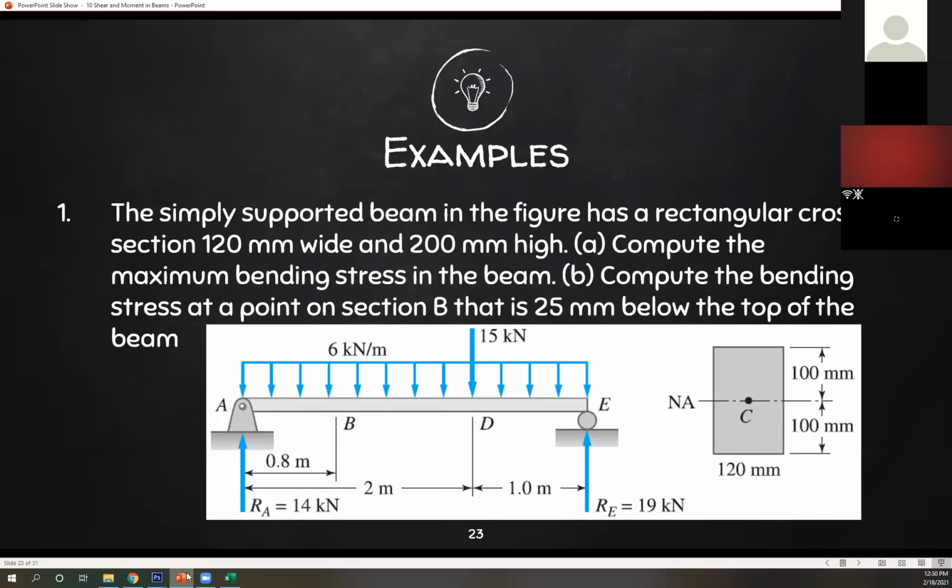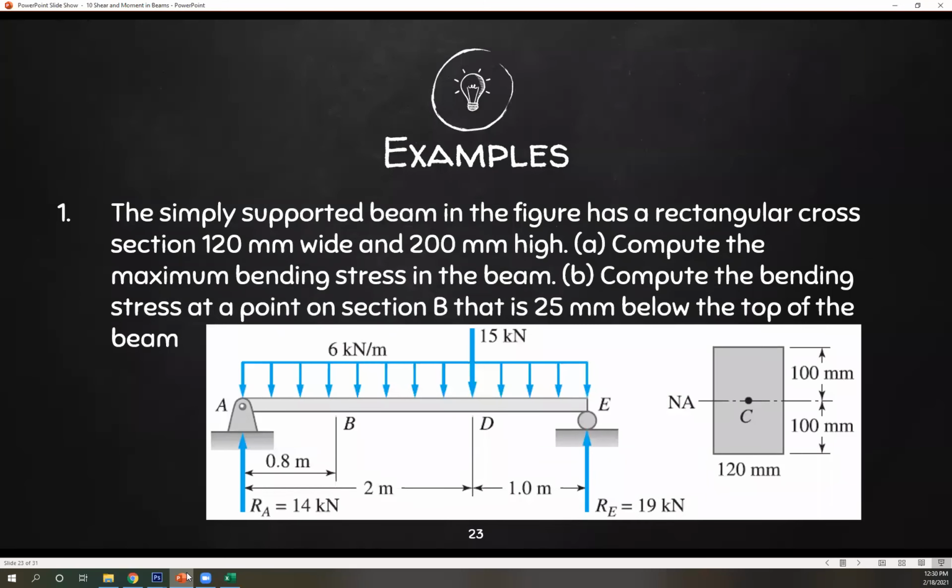Now let's move on to letter B, which is a bit different. Compute the bending stress at a point on section B. So it's this portion that is 25 millimeters below the top of the beam. So now you're not looking for maximum flexural stress at segment B. We have a certain point, 25 millimeters below the top. So let's solve for that.